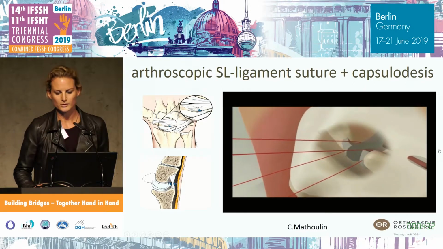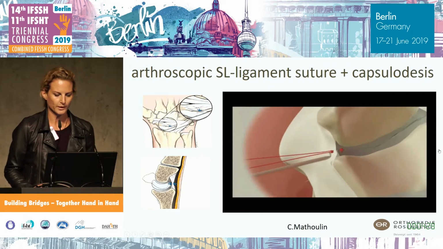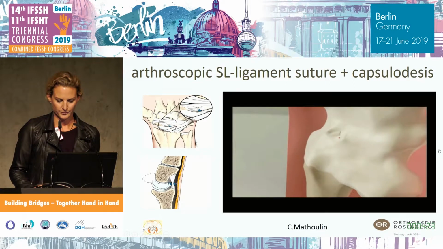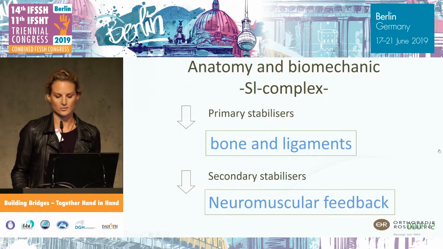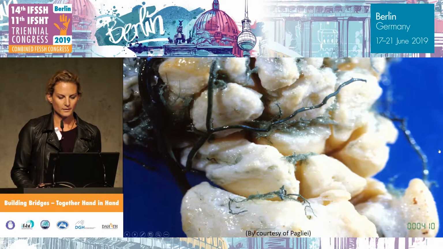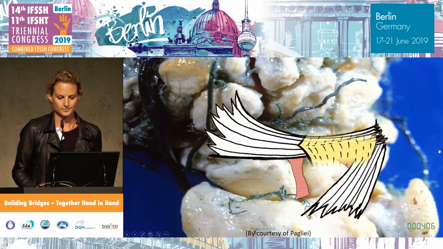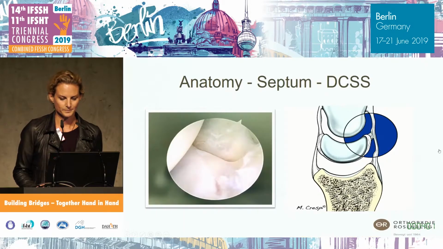So this is wonderful, and in the end, perfect. So I was amazed, but how does it work? There's an SL complex, that is what we heard before. It consists of primary stabilizers, bone and ligament, and secondary stabilizers. And a main role seems to have the DCSS for stability of this complex.